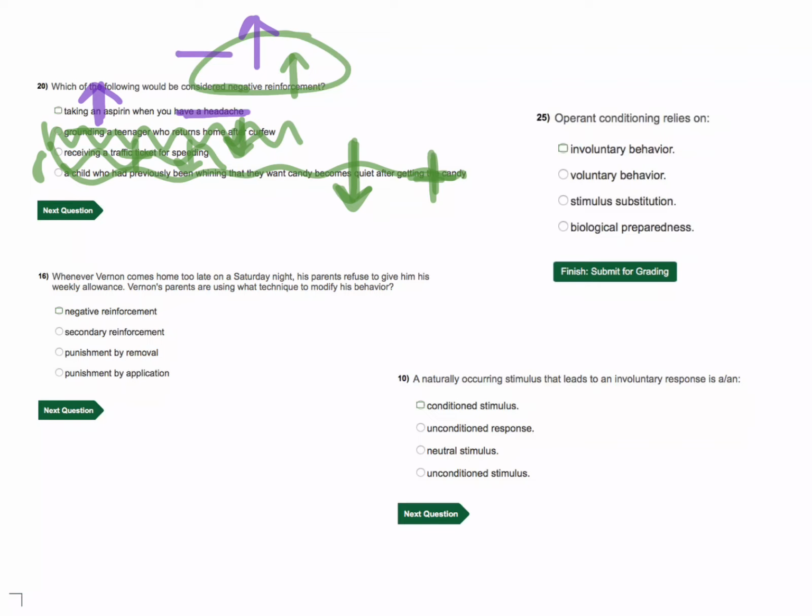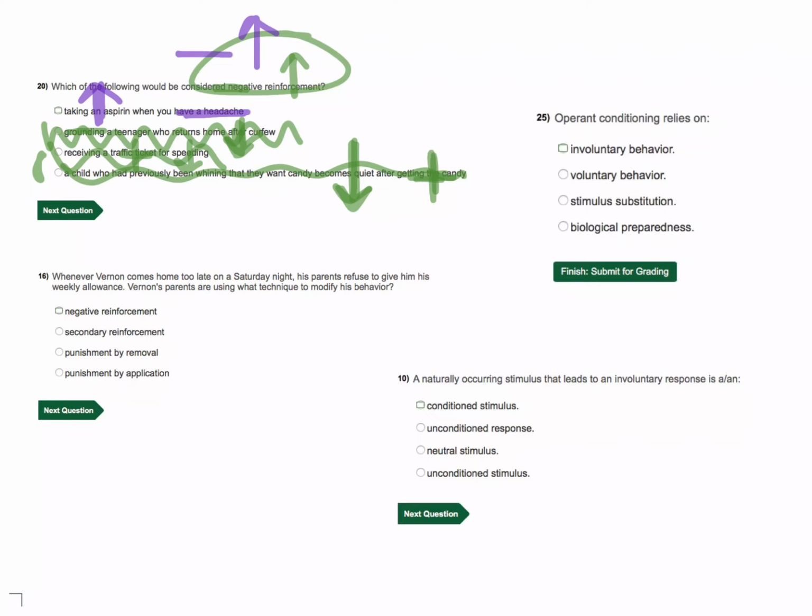By taking away that headache, you're being reinforced every single time you take medicine because you'll want to take that medicine again. You are removing an unpleasant consequence. You're removing something that's unpleasant. So it's a negative reinforcement. If you're removing something that we don't like, that's going to make us happy and want to do it again.